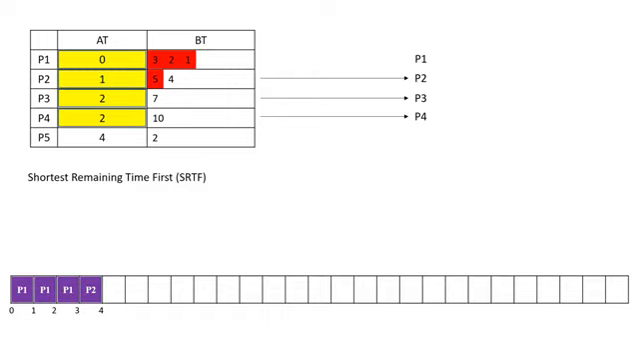And we can at this point see that we have been running for 4 time units. And that means that P5 has entered the system.